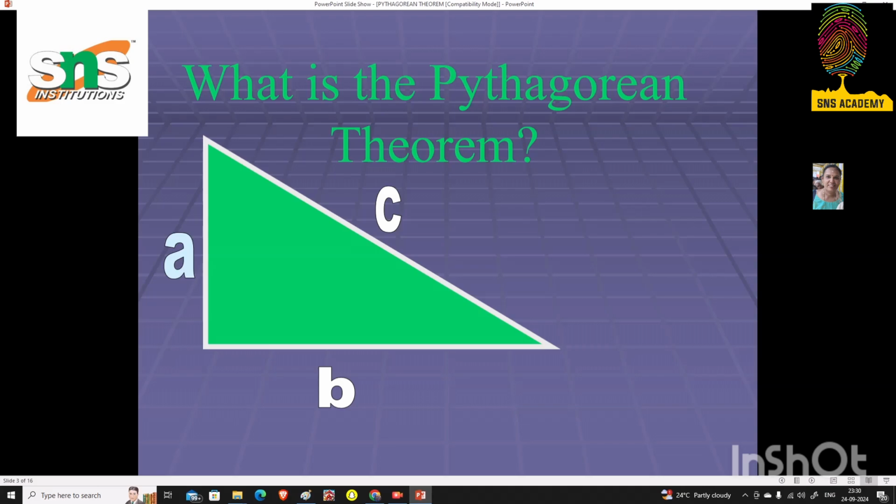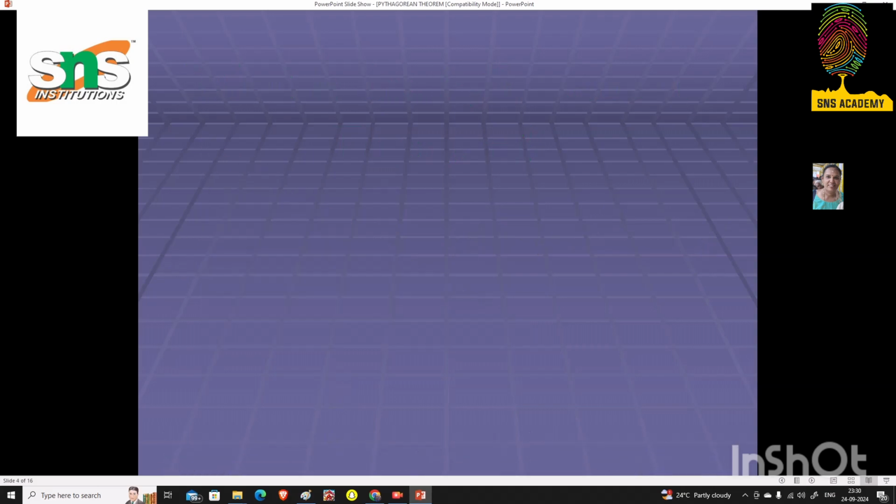How do you identify the hypotenuse? The side which is opposite to the 90 degree angle is called the hypotenuse, and the hypotenuse is always the longest side. So according to the Pythagoras theorem, the hypotenuse square is equal to the sum of the squares of the remaining two sides. So C square is equal to A square plus B square.